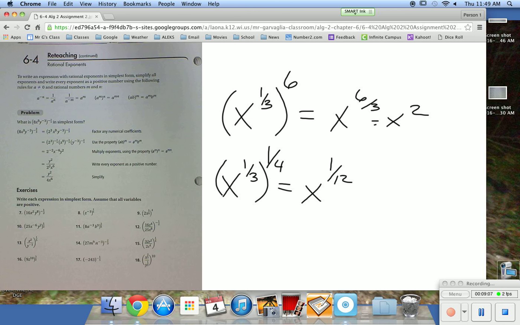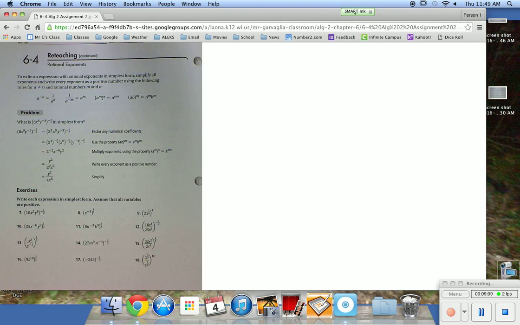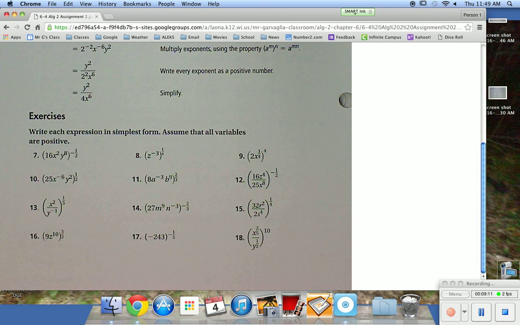This is what you have to do. On this page, do 7 through 18. And on the other page, 1 through 6. Do the evens, and then after that, do the odds.